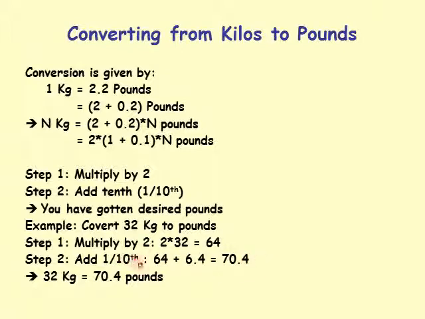10 is the base number, and division by 10 is just moving the decimal place to the left. 64 plus 6.4 is 70.4. So 32 kilograms is equal to 70.4 pounds. Let us continue.